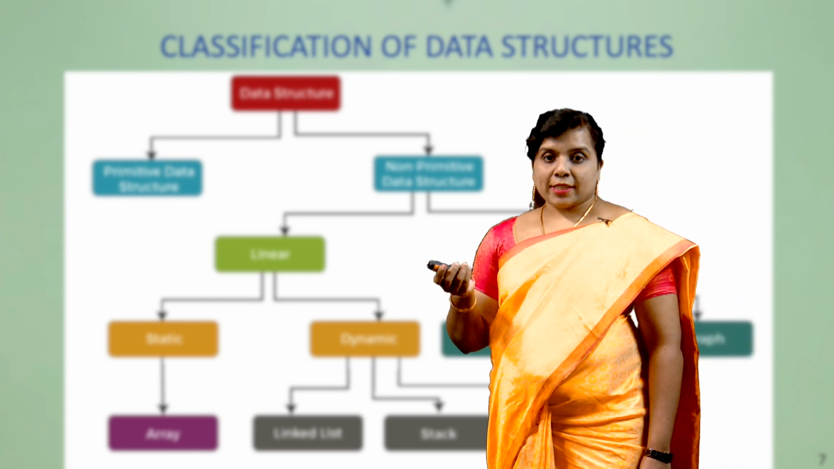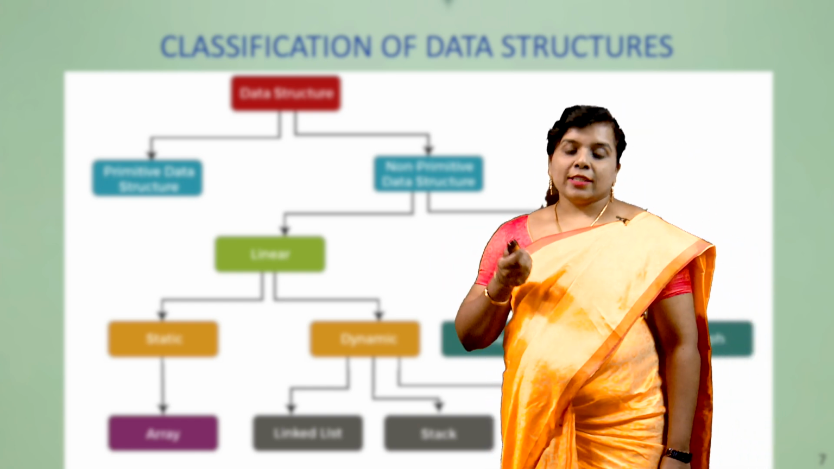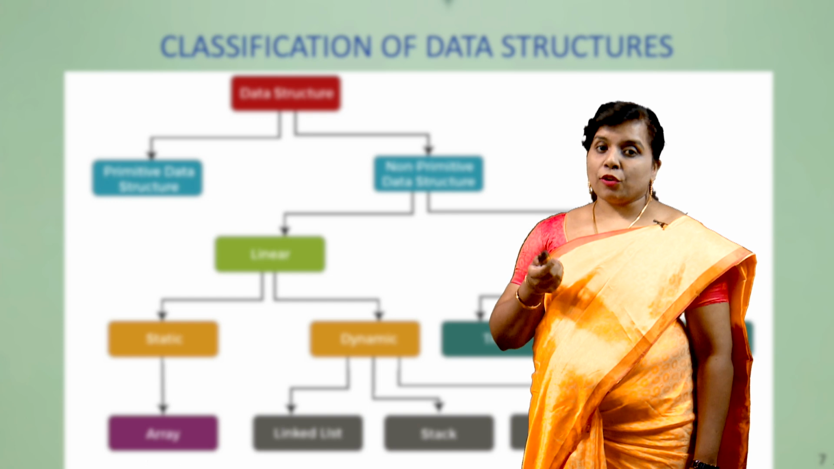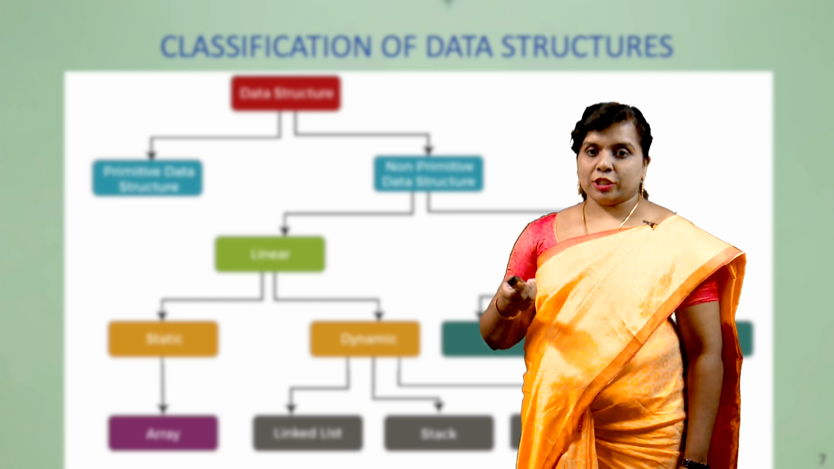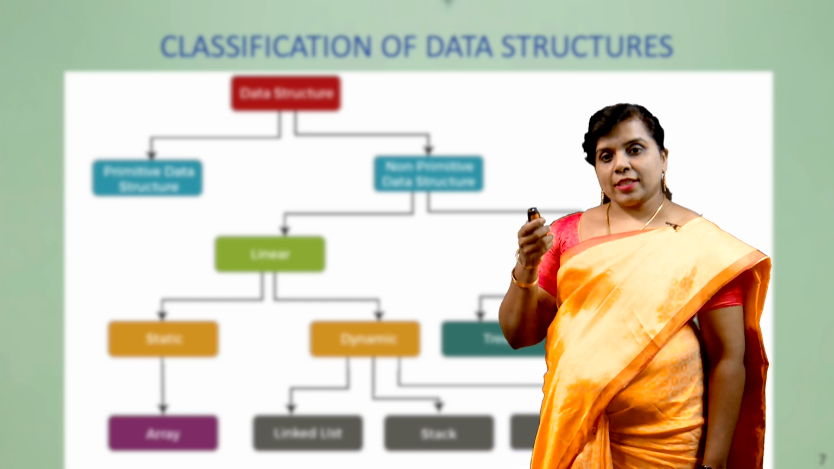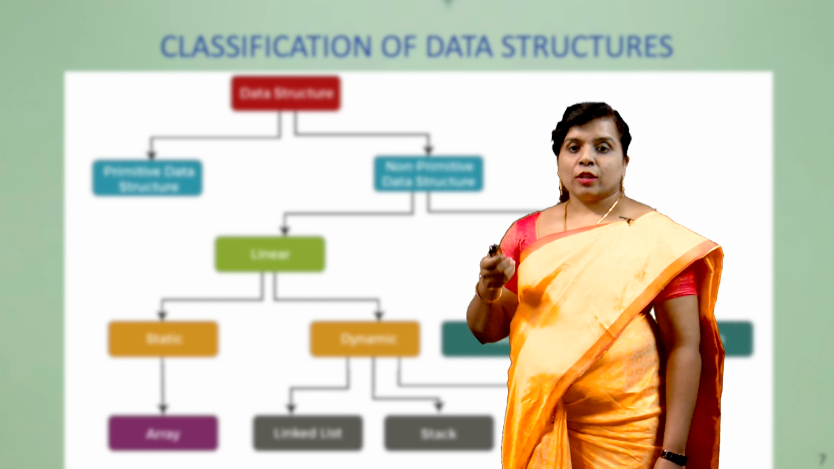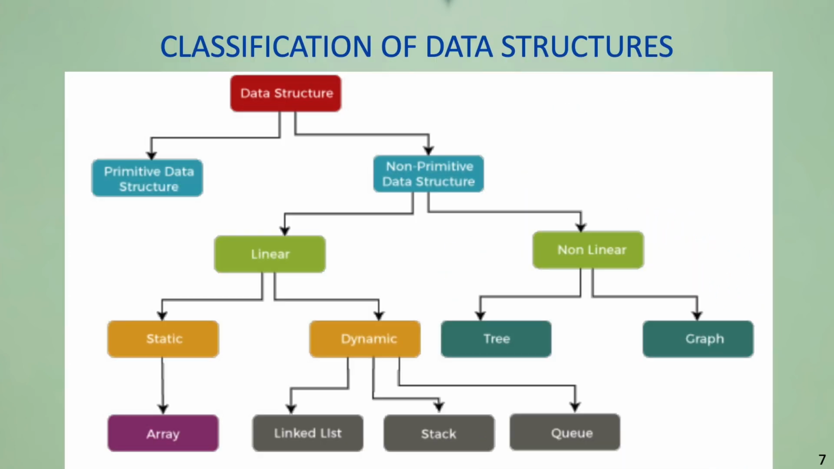And for nonlinear data structures, the data, instead of being organized in a sequential manner, is organized in a hierarchical manner. So, the best examples for nonlinear data structures are tree and graph.